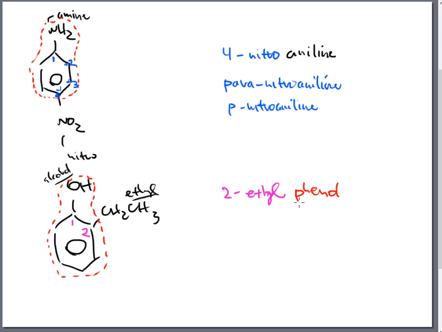Well, 2-ethylphenol would be an acceptable name. This could also be called an O, okay, so ortho-ethylphenol, or just simply an O-ethylphenol. Perfect as well. Which one do I want?